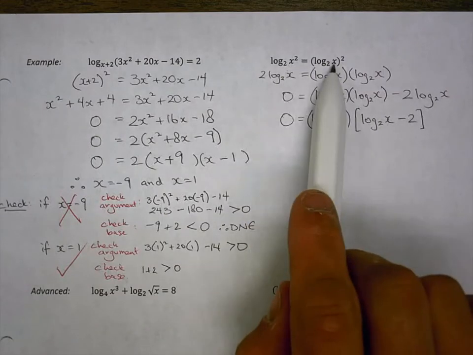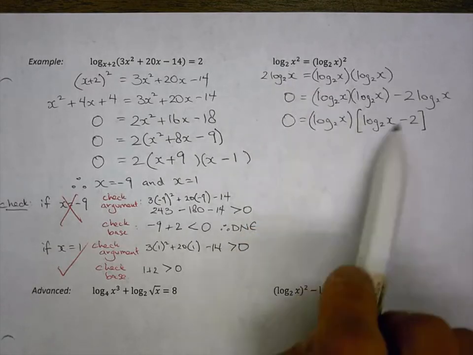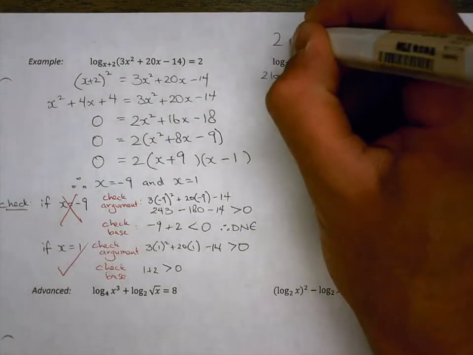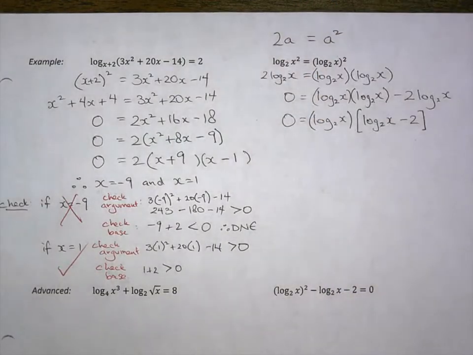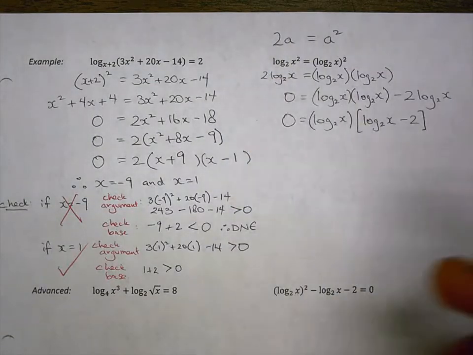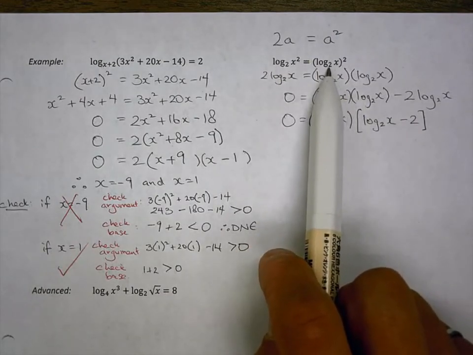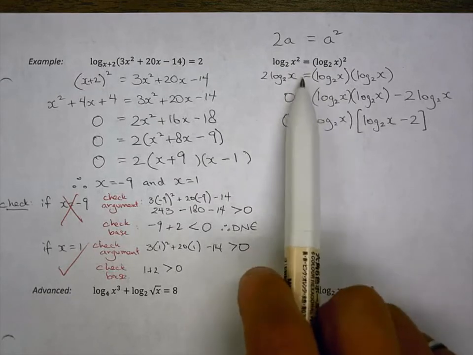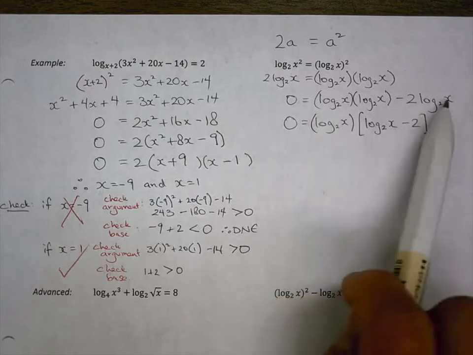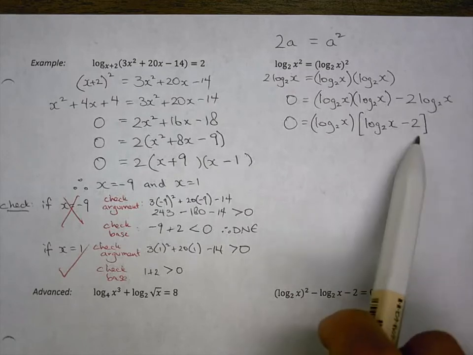I can't do anything here with equating bases because they're technically different expressions. So what I'm doing is collecting all my terms. This is technically a quadratic. If you want to look at it this way, it's 2a equals a squared. You could replace the logs with an a, solve for a, and then figure out what the log x base 2 is. But in this case, I'm bringing everything over and factoring out one of the variables, log x, and I'm left with just 2.